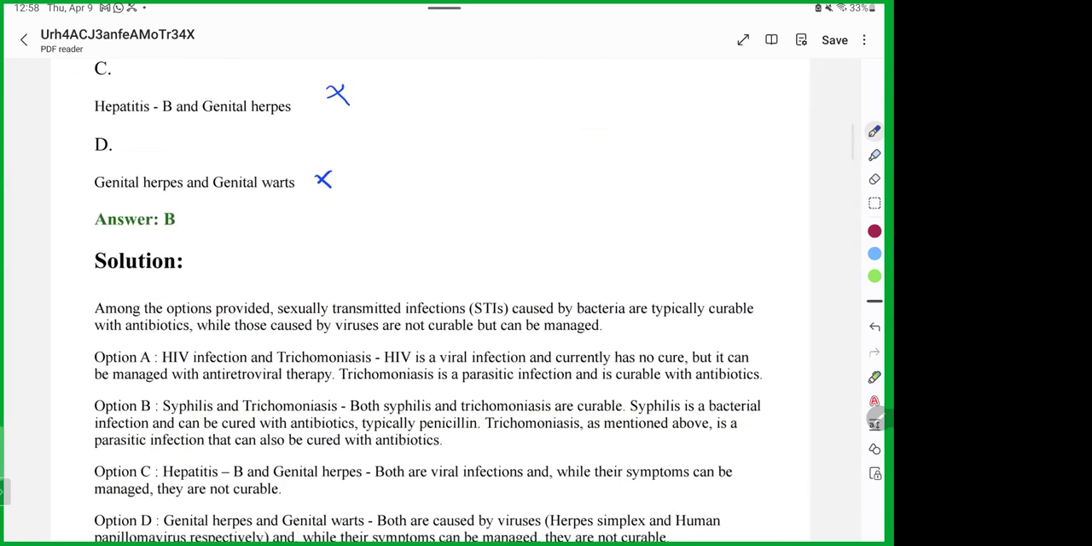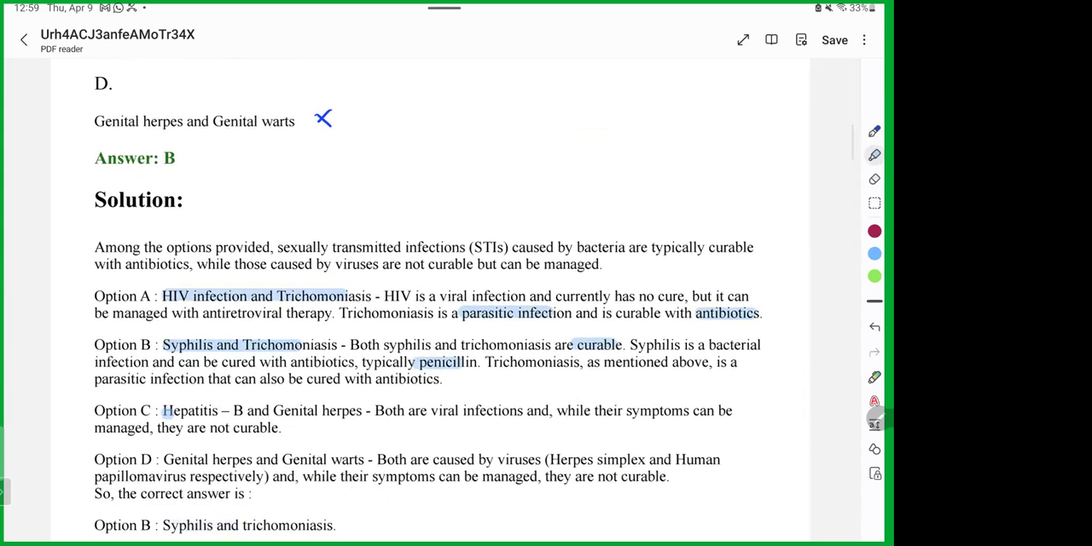In this option, HIV and trichomoniasis: HIV is a viral infection, so it is not curable. Trichomoniasis is caused by a parasite and can be cured with antibiotics. Syphilis and trichomoniasis both are curable, because syphilis is caused by bacteria and can be treated with penicillin. Hepatitis B and genital herpes are both viral infections, which cannot be cured. Last, genital herpes and genital warts are both caused by virus, correct? While symptoms can be managed, they are not curable, so the only option is B.